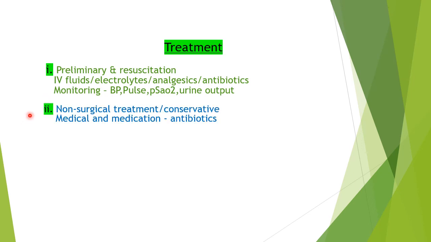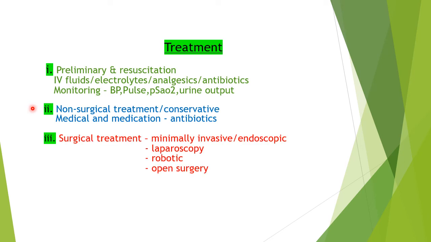Secondly, non-surgical treatment or conservative treatment: the use of medications such as antibiotics, proton pump inhibitors, and so on, depending on the diagnosis. And thirdly is surgical treatment. If there is an indication for surgical treatment, there are a few types of surgery that can be done. First is minimally invasive surgery or endoscopic surgery, laparoscopic procedures, robotic surgery, and of course the traditional open surgery when all others are not possible.